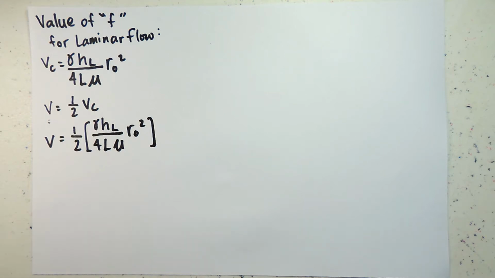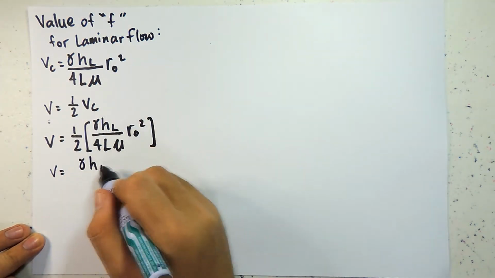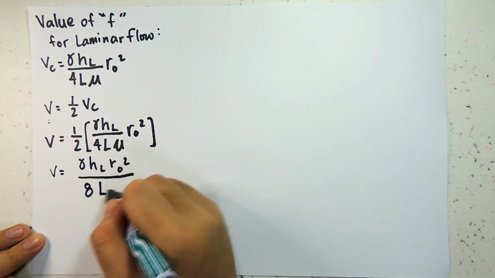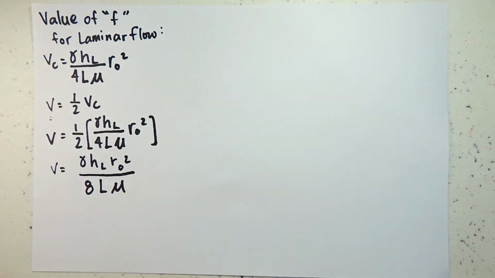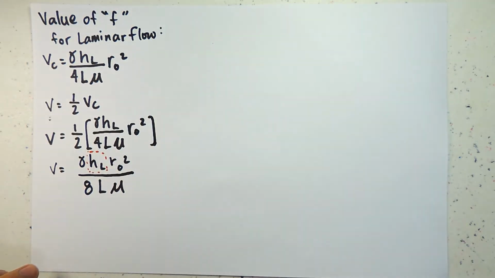So, multiply natin yung mga constant dito. So, that would become V is equal to gamma times H sub L times R sub O square all over 8 times L times mu. So, ngayon, since yung formula naman natin, dapat talaga dito ay in head loss. So, i-modify natin later on yung formula na imbes na yung formula is for average velocity, magiging yung equation na is for head loss na.